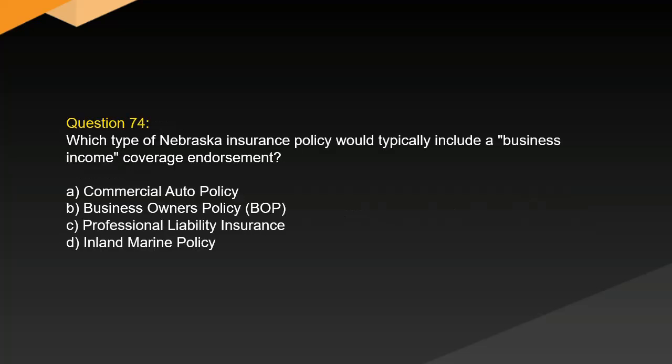Question 74. Which type of Nebraska insurance policy would typically include a business income coverage endorsement? A. Commercial auto policy. B. Business owner's policy, BOP. C. Professional liability insurance. D. Inland marine policy.